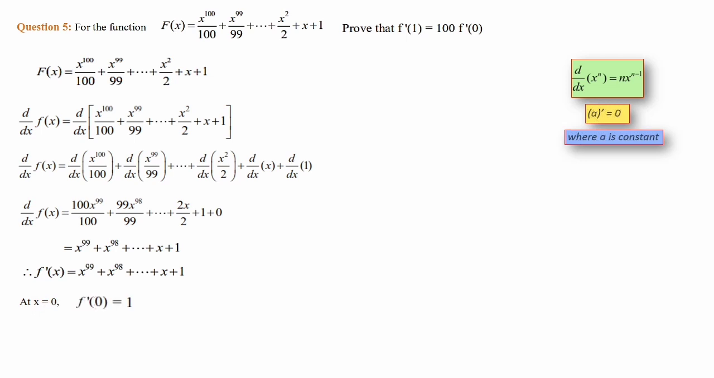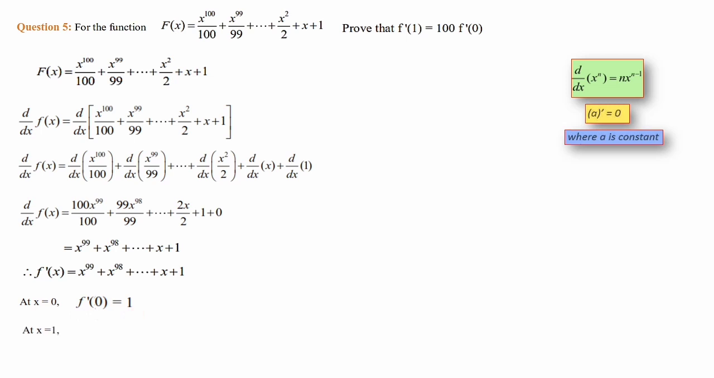As you know, when x is 0, 0 power 99 plus 0 power 98 plus etc. plus 0 plus 1 means all these x terms will become 0, since 0 raised to any power is 0 itself. So there is a constant 1, that is the remaining term here. The balance, all the terms will be 0. So we will be getting f dash 0 is equal to 1.